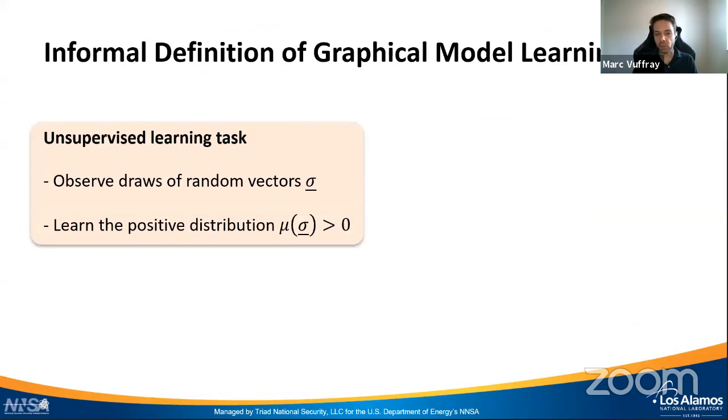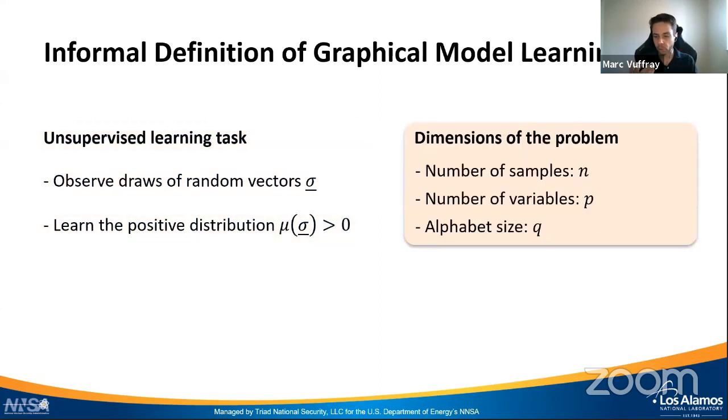So an informal definition of graphical model learning, or just probabilistic learning for those who are not familiar, is that you observe random variables that you see from experiments or that you collect somewhere on the internet or wherever you want. And the goal is to learn a positive distribution, a probability distribution that represents the probability distribution of these samples, right? This is a task that you would see everywhere, which is an unsupervised learning task. So you have different numbers in this problem.